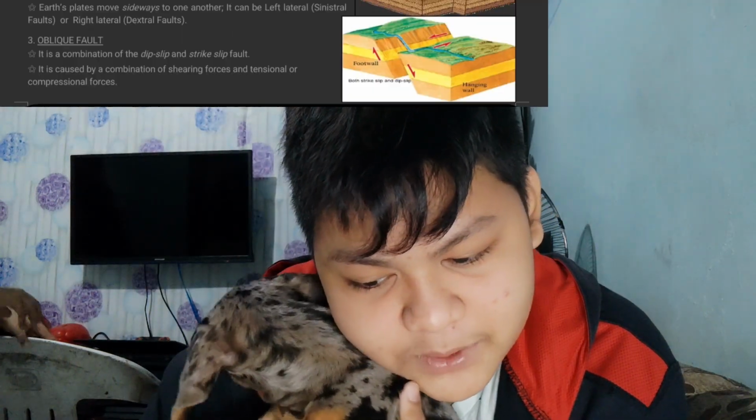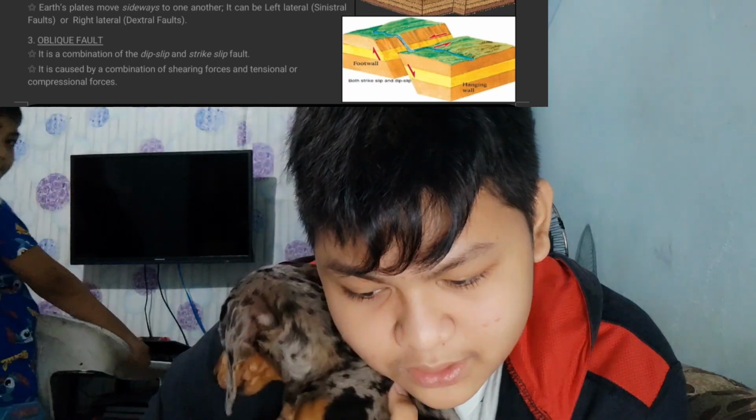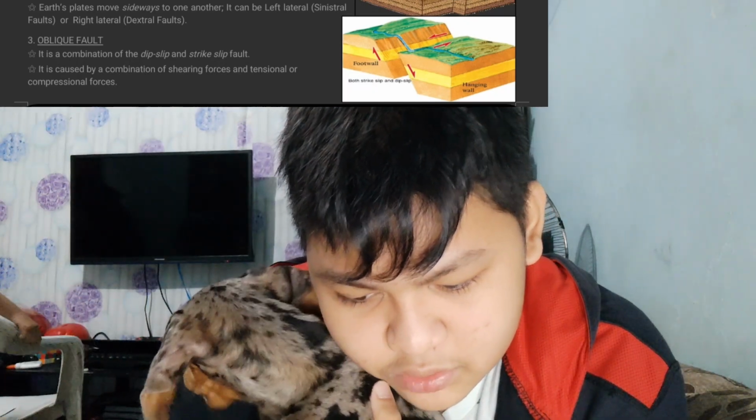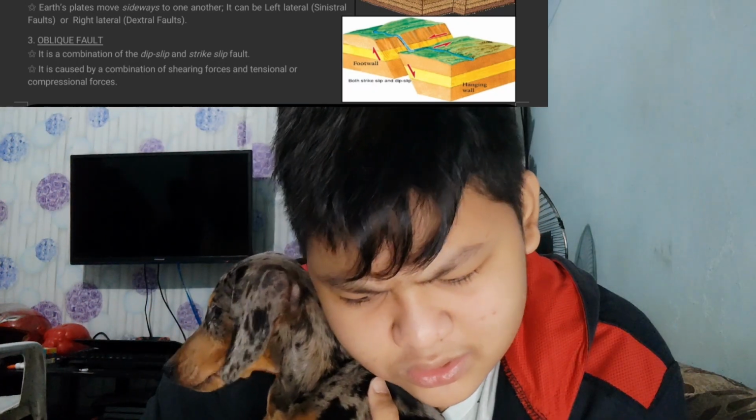The fourth thing we're going to discuss is called the oblique fault. It is a combination of the dip-slip and strike-slip fault. It is caused by a combination of shearing force and tension or compression force. The dip-slip fault is classified as normal and reverse fault. It is basically a mix of each other.